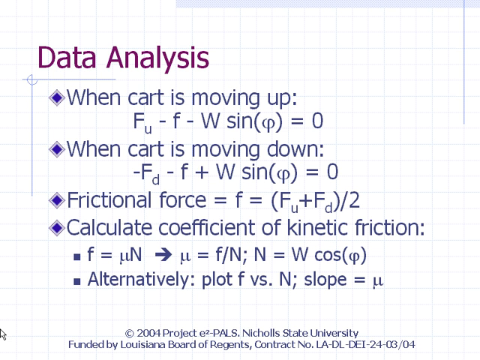Once we have calculated our frictional force, we can simply divide it by the normal force to get the coefficient of kinetic friction. We can average the coefficient of kinetic friction that we get from several runs, or since we use different loads on the cart for different runs, we can plot the frictional force versus the normal force. The plot should be a straight line with the slope equal to the coefficient of kinetic friction.